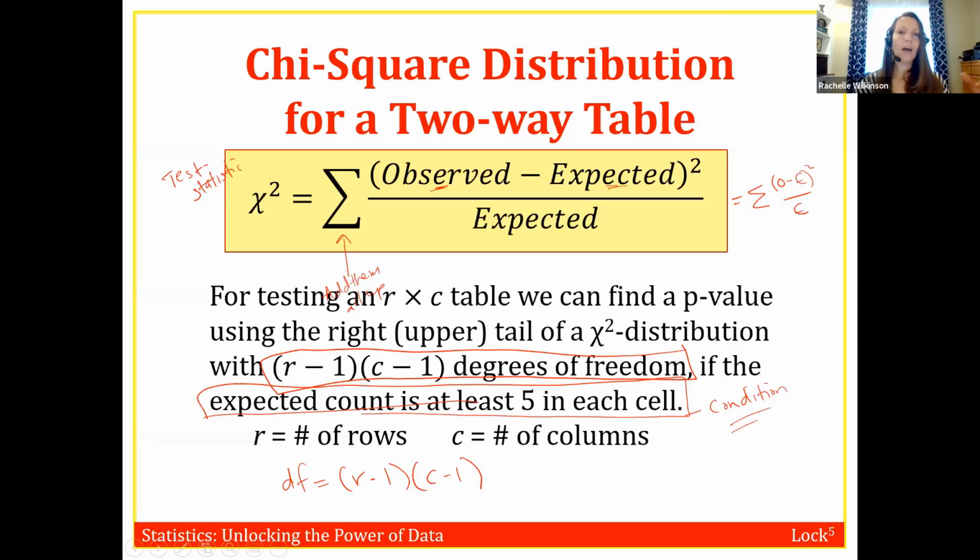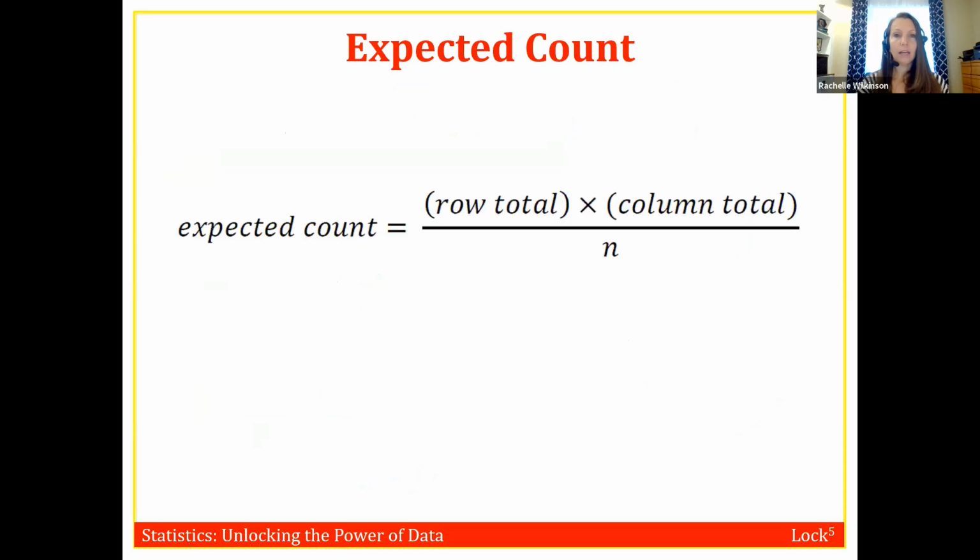All right, so now we kind of have the formula. We know a little bit where we're going with this, but first question is, how are we going to compute this expected count, right? The observed count is given to us. That's our data that's in the table, but how are we going to figure out this expected count? And we have a formula that we can compute expected count with. And that looks like this. So this is how we're going to compute the expected count.